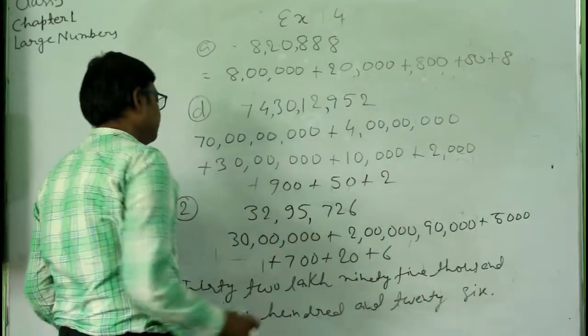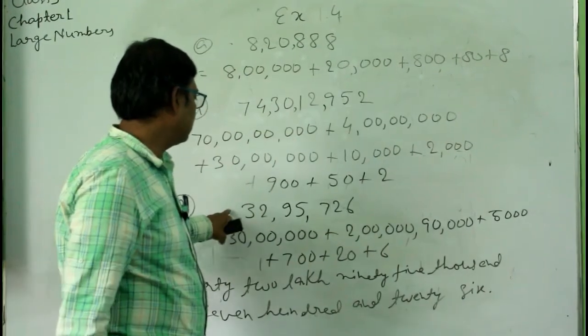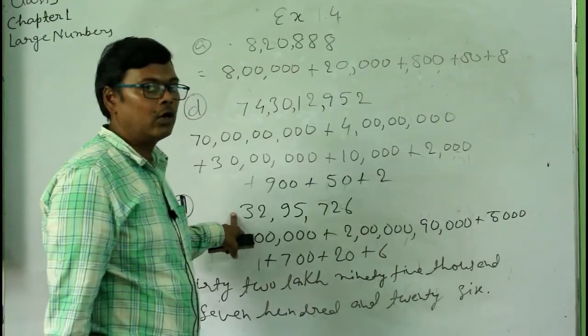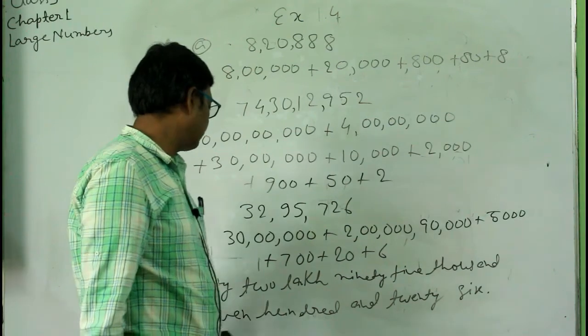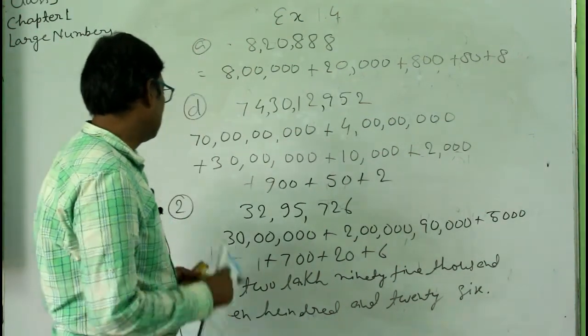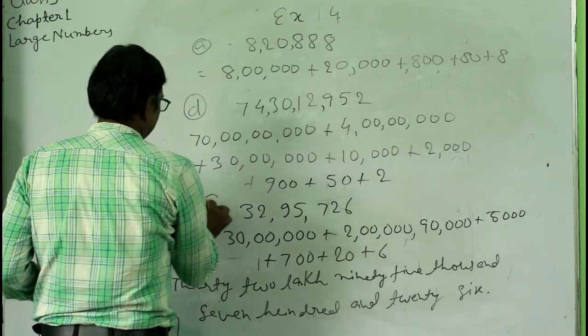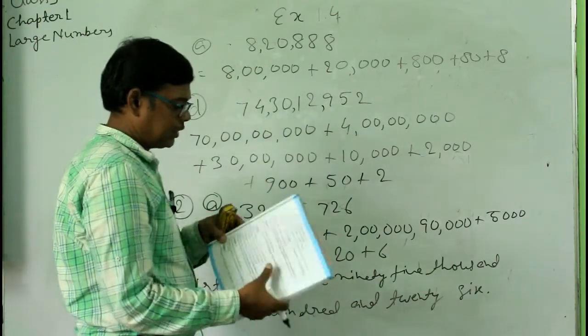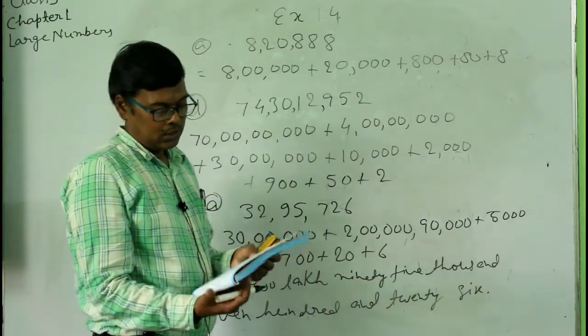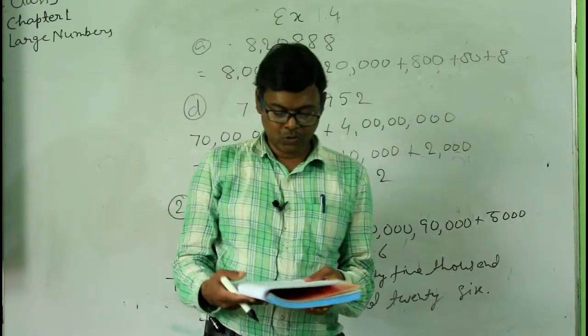So this is the question: write the number in the expanded form and also write the number name in words. So this is the answer of question number 2A. Okay, and other questions are similar. So you will do it yourself. That is your homework.